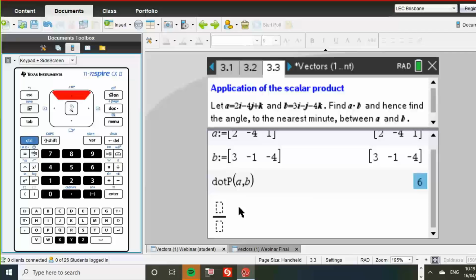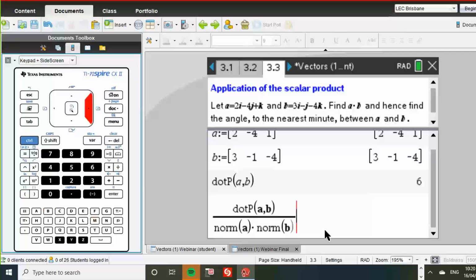So we go up and grab our dot product. Could have grabbed the 6, that's also fine. Then in the denominator, what we want to do is form the magnitude of A times the magnitude of B. And using the Nspire commands, that is norm. So we want norm of A multiplied by norm of B. Now, I've just typed that in rather than going into the menu. Note that that's what cos theta equals.